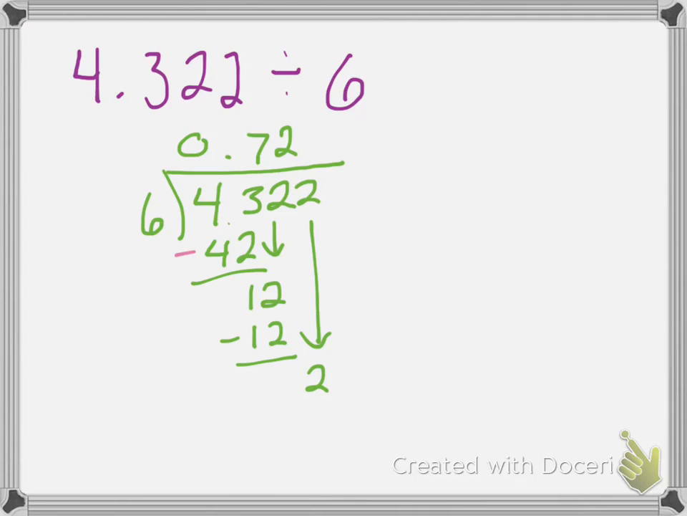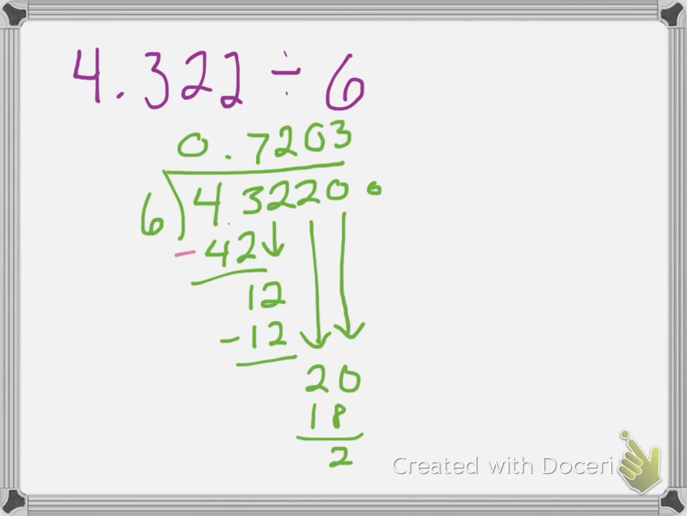Now 6 cannot go into 2, so I need to put a 0 above the 2. But because 6 can't go into 2, I can add a 0, which is not going to make my number larger or smaller. So I can add as many zeros as I need to. And I'm going to bring that 0 straight down. So now 6 can go into 20 3 times. And that's going to give me 18. And then I'm going to subtract those. And that's going to give me 2.